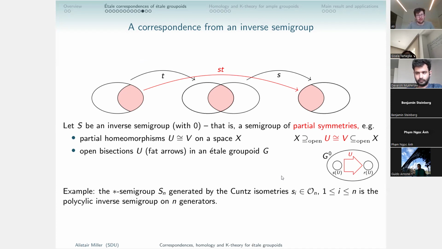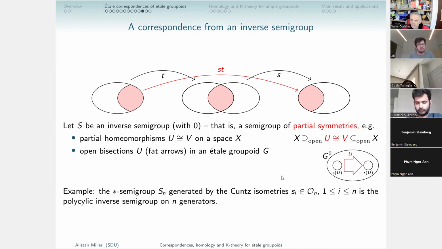So if I look at the polycyclic inverse semigroup, it is, I believe, the star semigroup generated by the Cuntz isometries. Of course, it also has a very simple presentation in the inverse semigroup world. And I'm not sure inverse semigroup theorists would be happy with me defining it this way, but this is an NCG seminar, so I think this is justified.